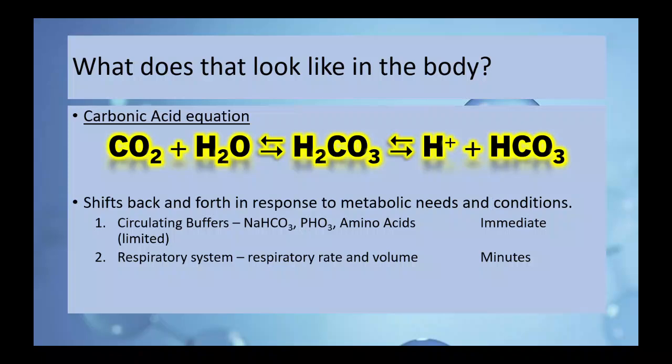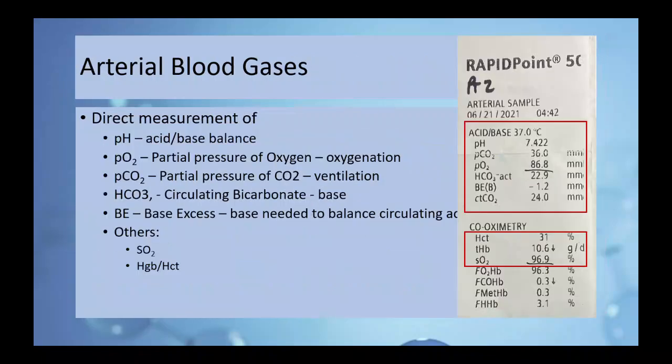So the respiratory system is able to, over a period of minutes, affect a change in the pH of the human body. The kidneys, however, take time, hours, possibly even days. Their effects are longer. So we need to think circulating buffers are immediate, respiratory system is fast, and the kidneys are slow in managing and mitigating acid and base problems within the human body.